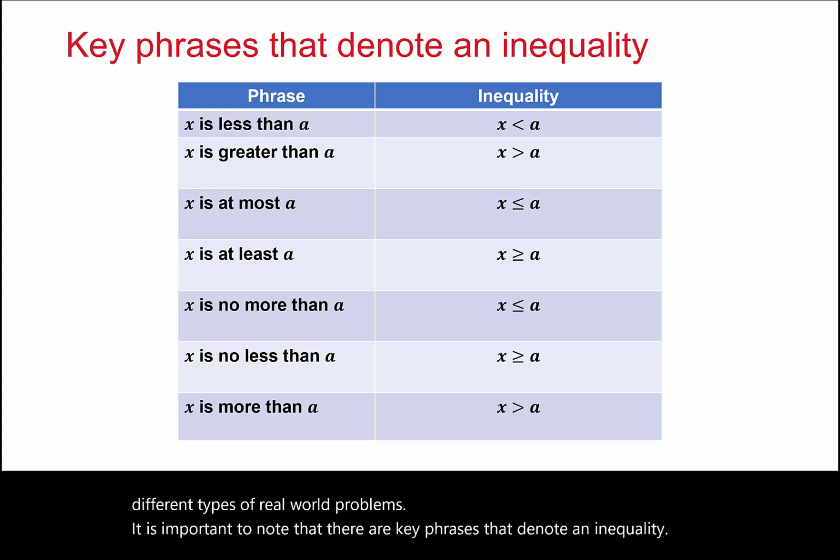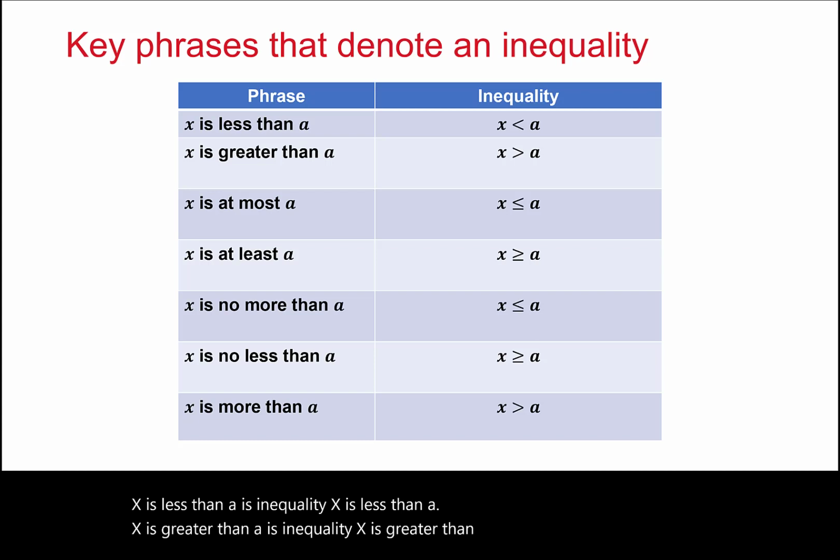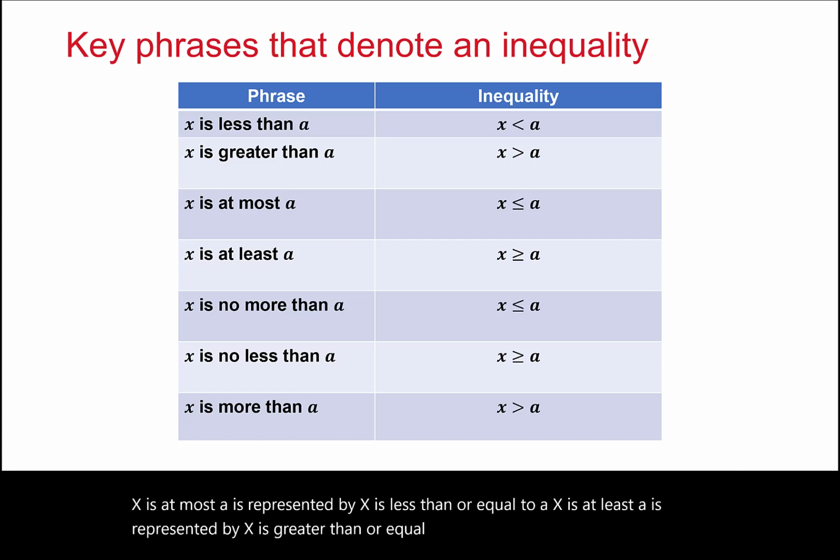X is less than A is the inequality x < a. X is greater than A is the inequality x > a. X is at most A is represented by x ≤ a. X is at least A is represented by x ≥ a.